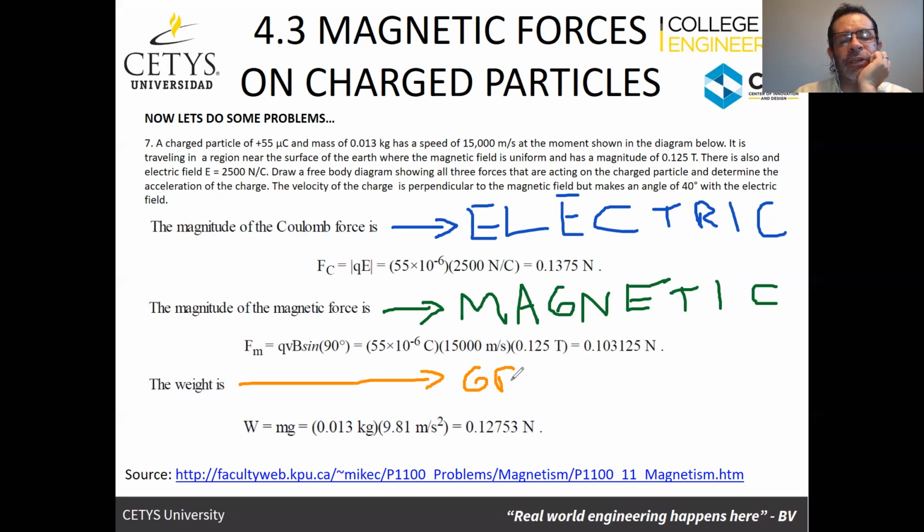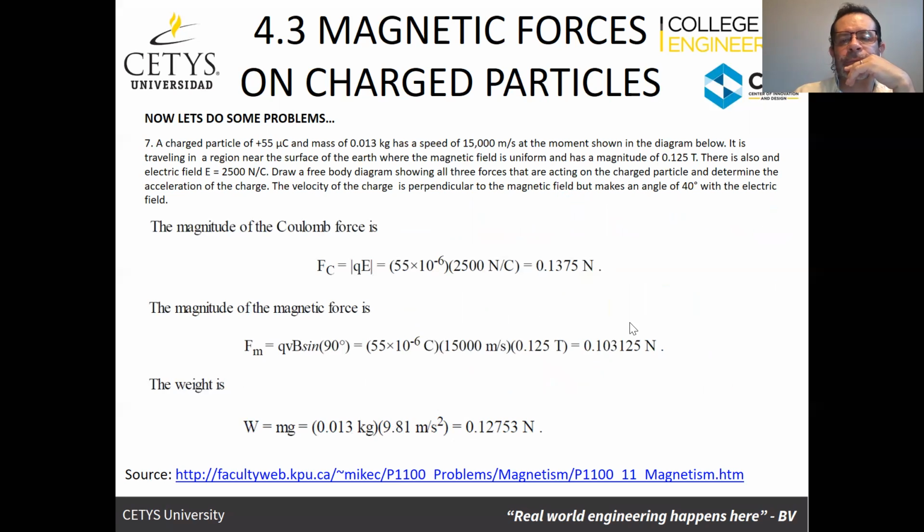And lastly, we are going to have the gravitational force. This is going to be the mass times gravity, 0.013 times 9.81 meters per second squared. We've got 0.12753. That's going to be the magnitude of the forces, but we need to calculate the resultant force that combines all of these effects.